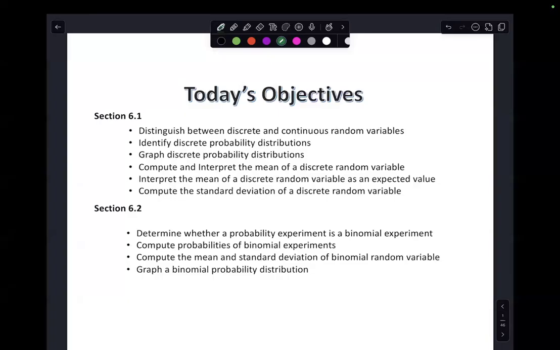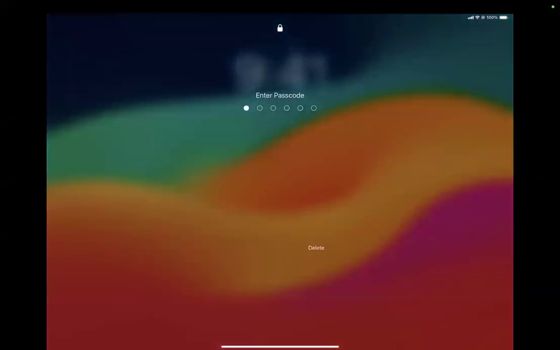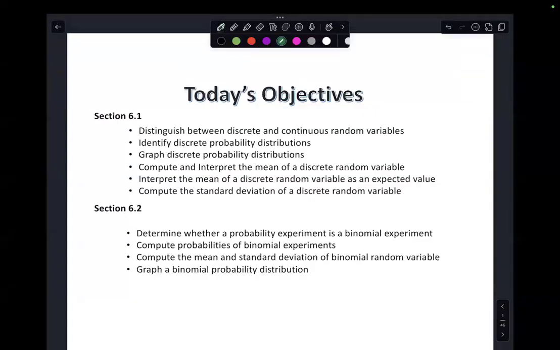We're going to compute probabilities of binomial experiments. We're going to do the mean and standard deviation, and then we're going to look at the graph. The graph, once again, is super fast. So this is our chapter 6. This is what we're doing today, and I'm going to jump into it. My iPad will turn back on. All right.